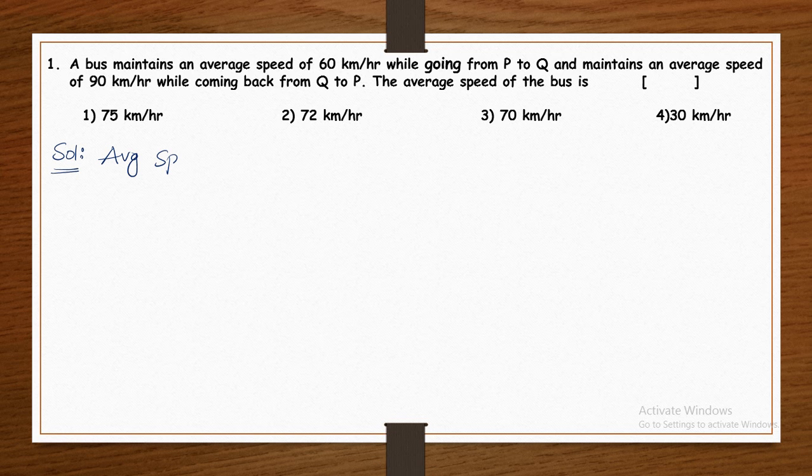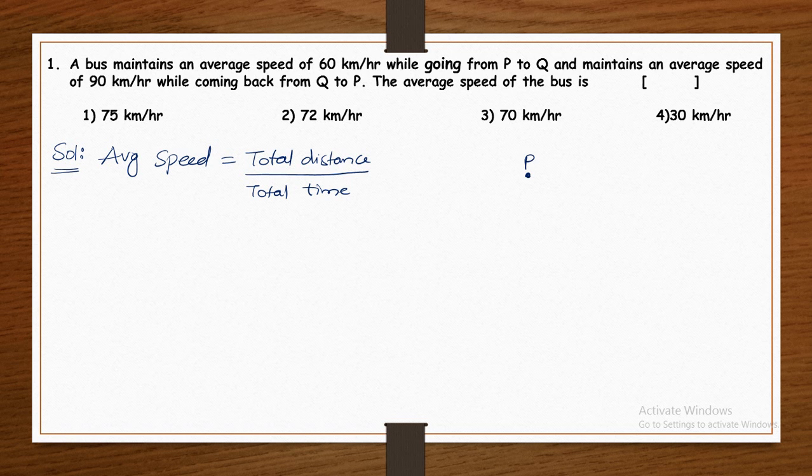So the average speed of the bus is given by total distance traveled. Already we know the speed formula, right? Speed is nothing but distance by time. But here we are asked to find the average speed, hence it is given by total distance traveled by total time taken, right? But here we don't have any distance or any time given, he has given only the speed, right?